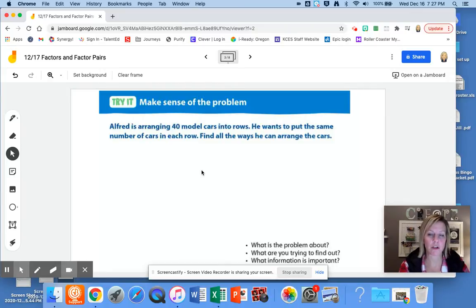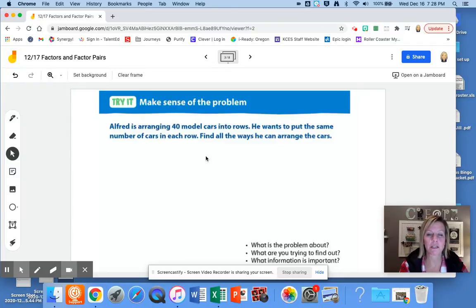If in the first question you answered this is about model cars, arranging model cars, you're correct. We are arranging 40 model cars into rows. What are we trying to find out? We're trying to find all the ways he can arrange the cars in the same number of rows. What information is important? 40 model cars is important, and the same number of cars in each row. Very important. You can't have rows that are different numbered cars.